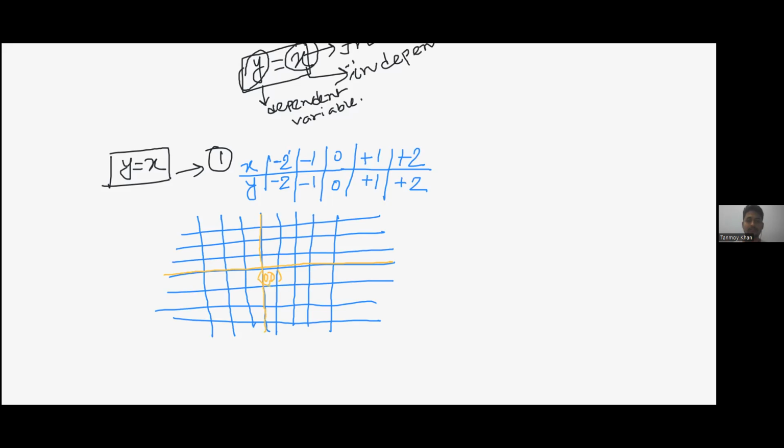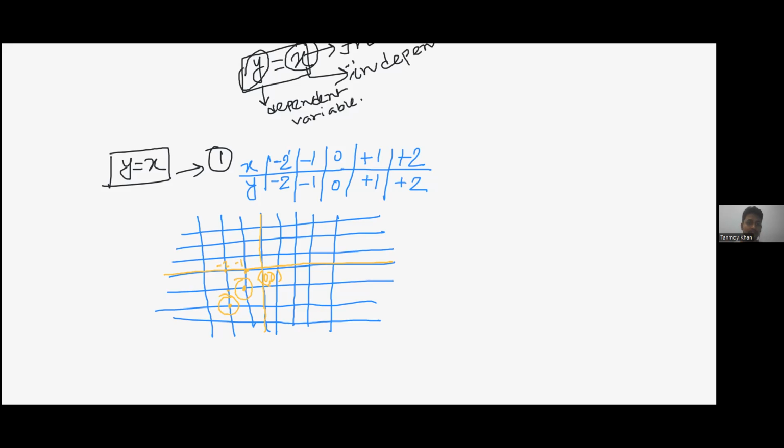This is a Cartesian coordinate, and this is 0, 0. So what will be your -2? That means -1, -2, -2. So this is your x equals -2. That means y equals -2. So this will be one of your points, right? Whenever this is -1, that means this will be one of your points.